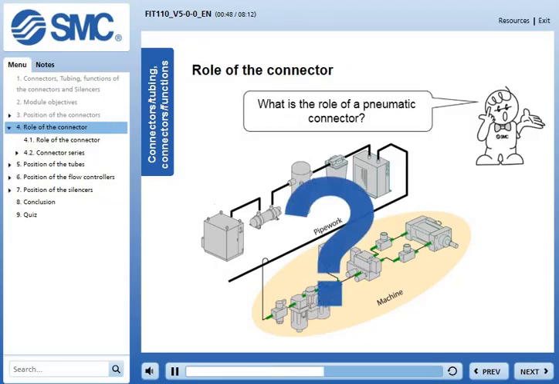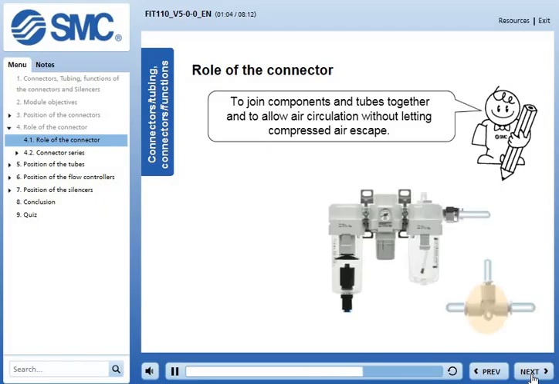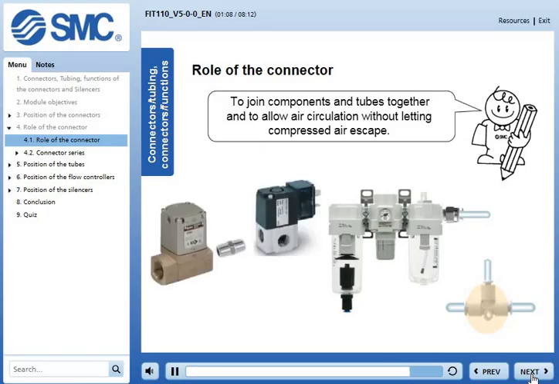What is the role of a pneumatic connector? The role of the connectors is to join components and tubes together and to allow air circulation without letting compressed air escape. For example, connect the tube at the air treatment outlet. Make a T-junction from a tube. Connect the control valve or pilot valve directly to a pneumatic control valve.